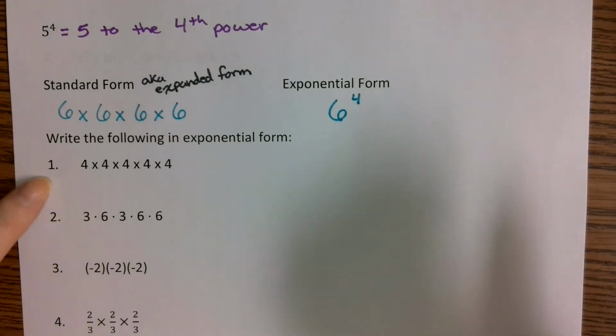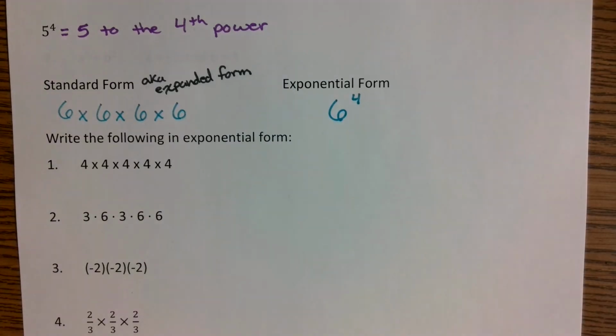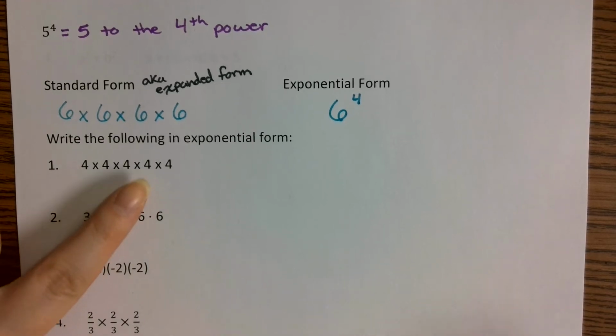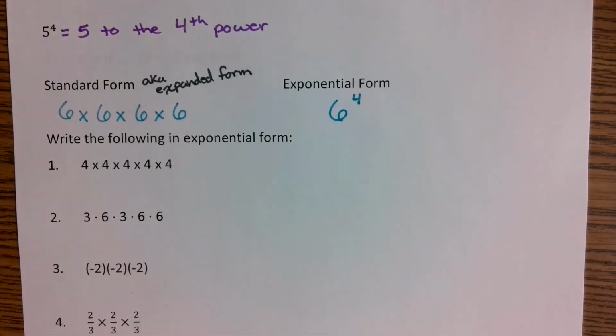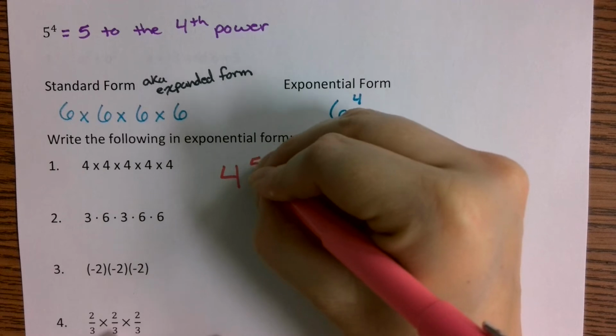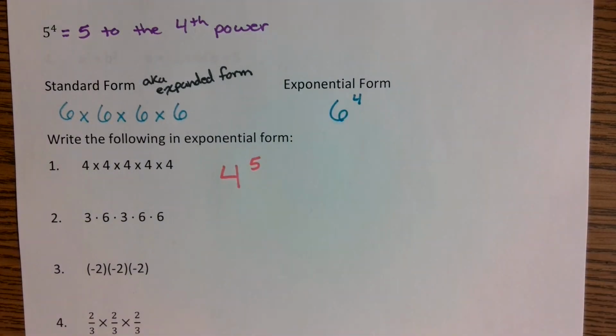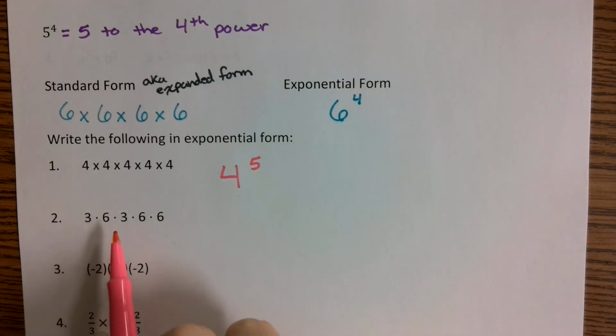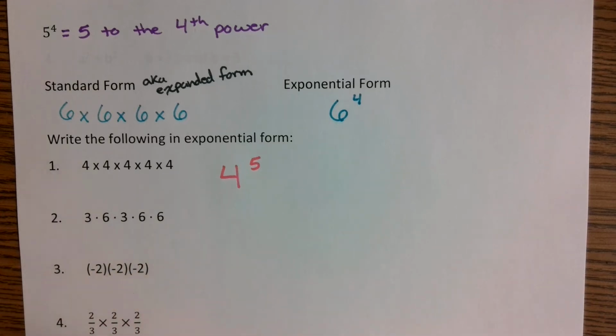All right, for problem number 1, who can tell me what they wrote for 4 times 4 times 4 times 4 times 4? Armando. 4 to the 5th power. So you wrote it like this, 4, and then to the 5th? Okay, that's good. Number 2, we have 3 times 6 times 3 times 6 times 6.